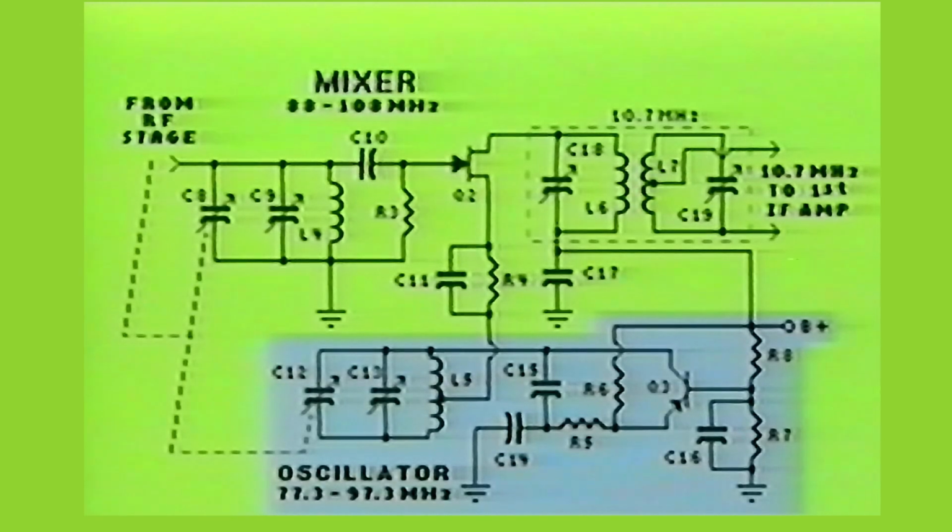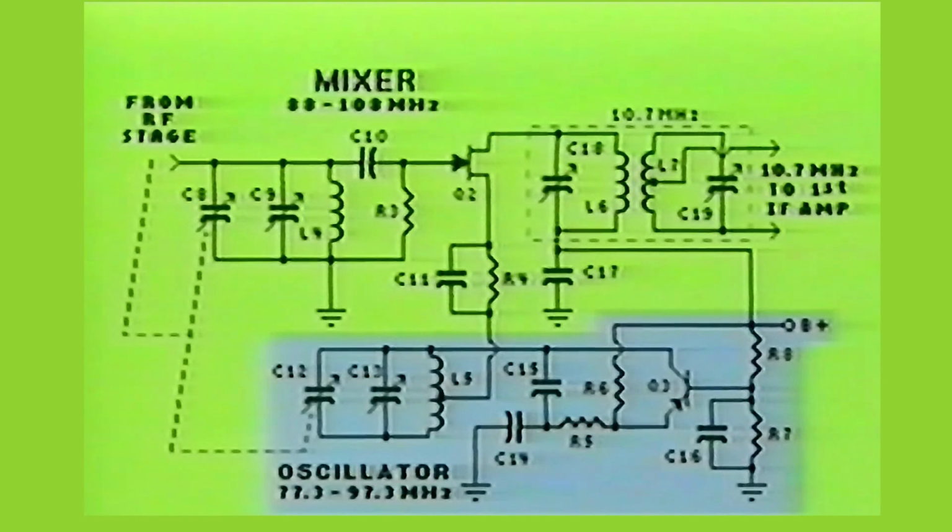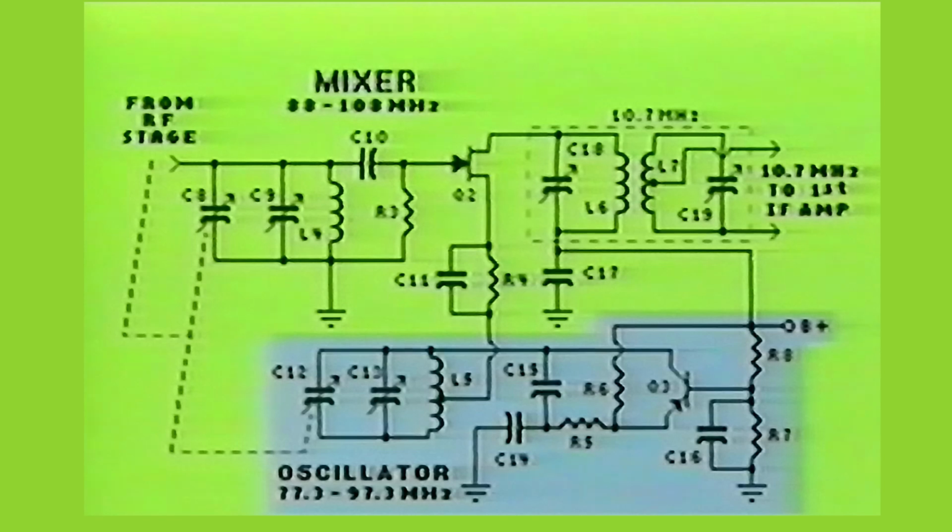The local oscillator is generally operated at a lower frequency than the mixer stage to take advantage of the frequency stability at lower operating frequencies. However, the oscillator stage could just as easily operate at a frequency 10.7 MHz higher than the incoming RF signal. Now let's examine the operation of this circuit.